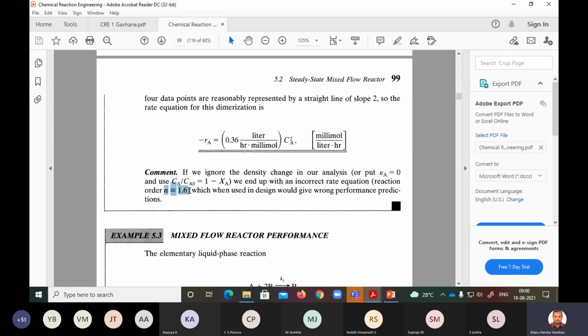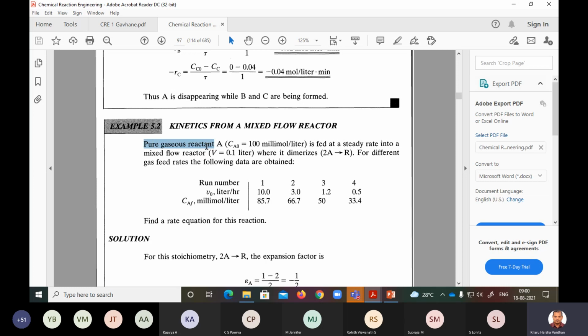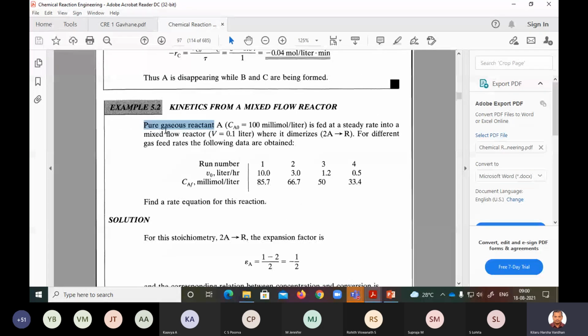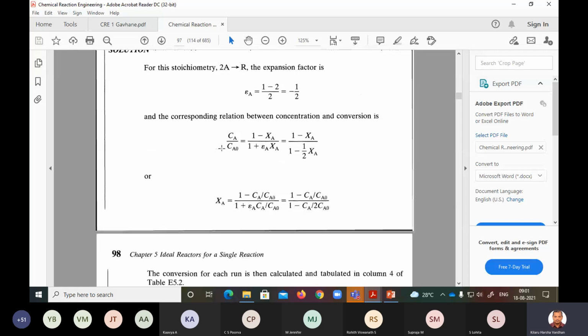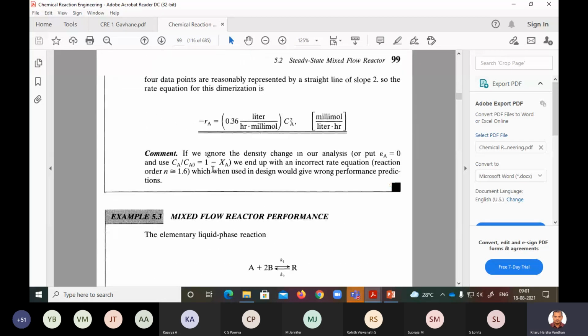Though you are getting n as around 1.6, the performance predictions, everything will be wrong, because you forgot that it is a gas phase reaction. For a gas phase reaction, you have to put this epsilon A. For a liquid phase reaction, you can eliminate this. For the same problem, if there is a liquid phase reaction, then definitely your expression for this rate will be, that order will be 1.6, not 2.